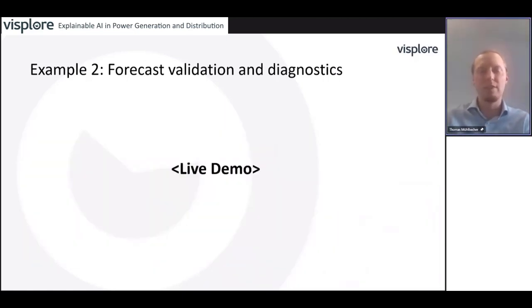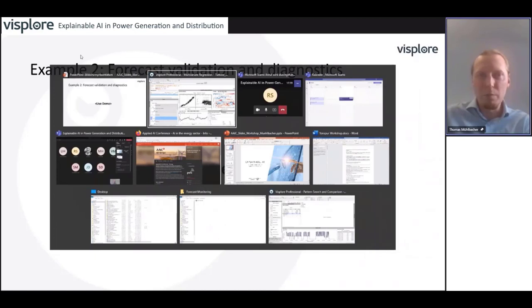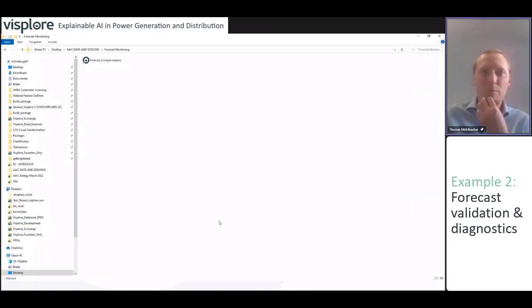Again, let me show you this in a live demo. Now, this is related to monitoring actually. So of course, this should be linked to live data. And it's possible in this Explorer to access a live database and to give the end user an entry point that is as simple as double-clicking a file.